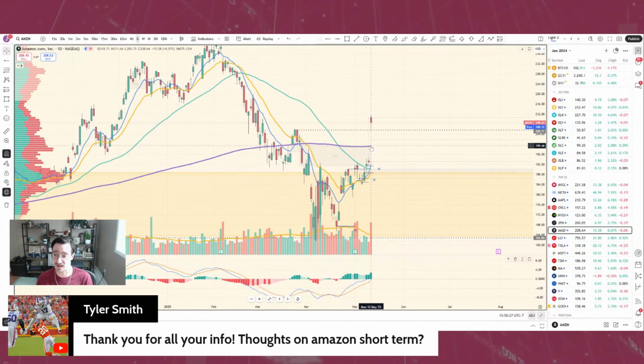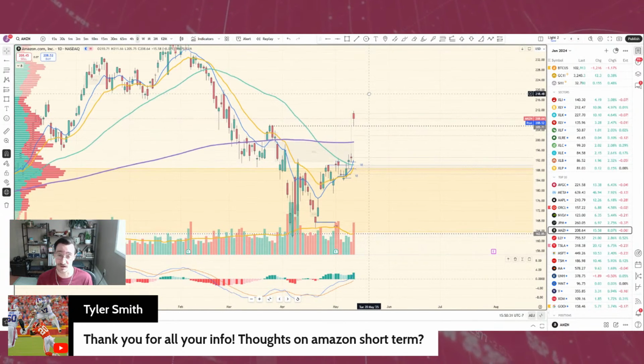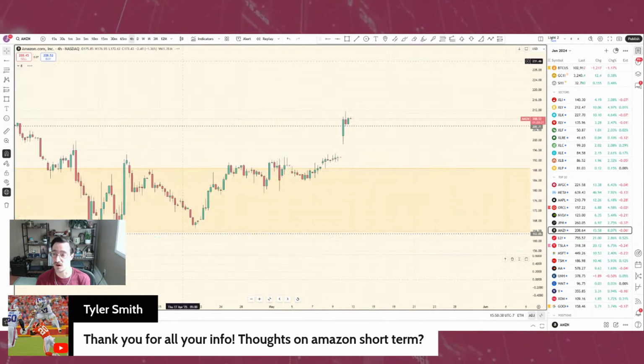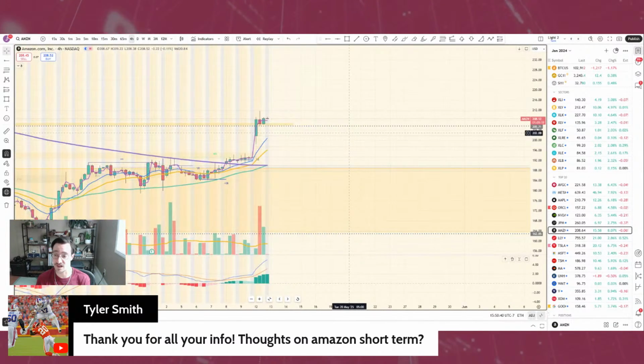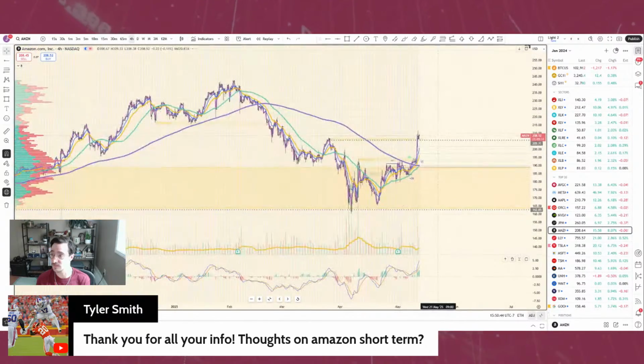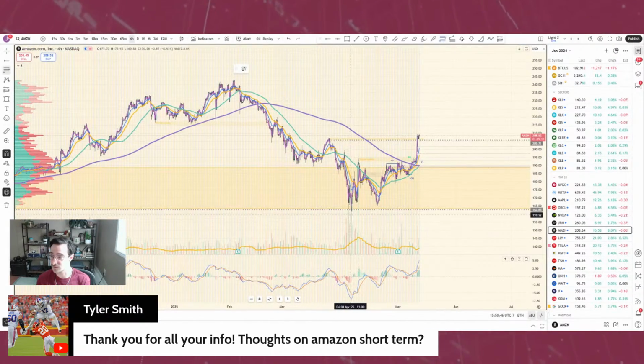We could get a pullback into a backtest of the 200-day moving average on not just Amazon, on SPY, on anything else. So yeah, something to consider there. You could be looking for long entries there. If you are long already, just hang on tight and keep on ripping here. Your next targets up are probably going to be, let's put a fib on.